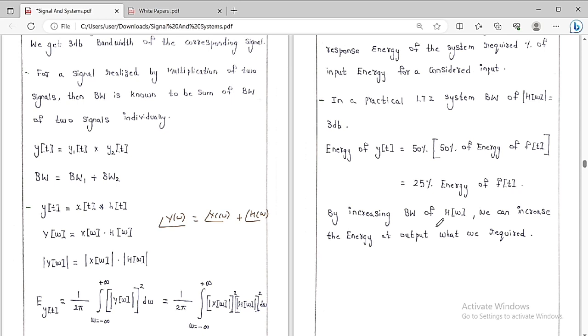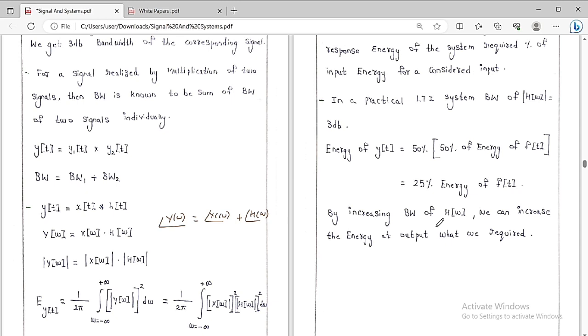So system bandwidth we can figure out with the help of H of omega and the mod of H of omega, and for a signal, bandwidth also we can figure out with the help of the magnitude of F of omega. These things you always have to keep in mind. And one more thing: by increasing the bandwidth of the system, we are going to pass more of the signal from input to output. So because of that, the output energy is also going to increase.